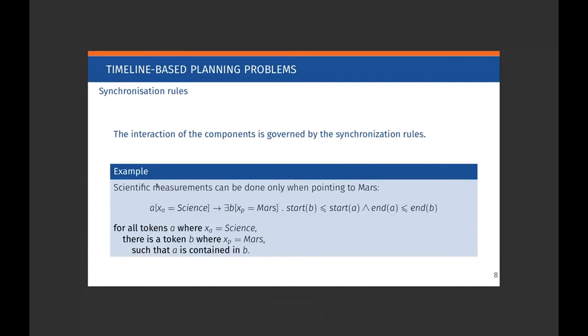So this is an example of a synchronization rule, an example of a constraint that we are using to express our goals. So it says for each token where the variable xa equals science, so for each interval where we are doing scientific measurement, then there exists another token where xp is equal to Mars, so we are pointing to Mars, such that A is contained in B. And so we can express the relationships between the endpoints of the tokens in this way. So this is the kind of constraints that we can apply to the system.